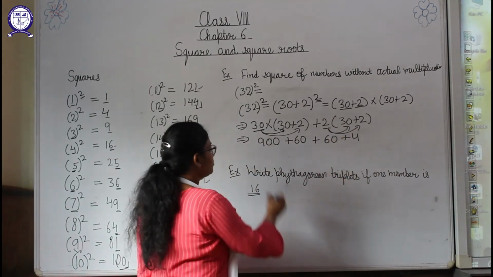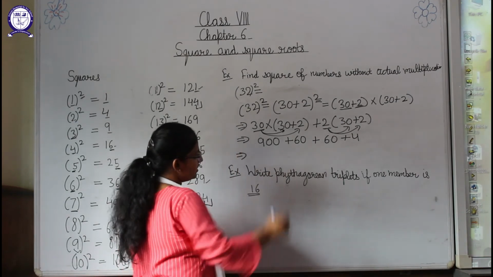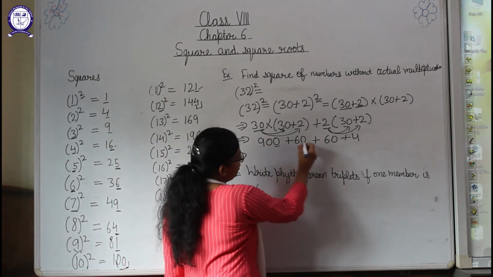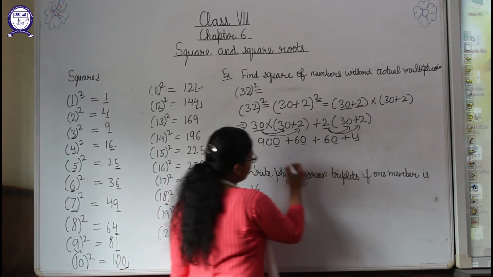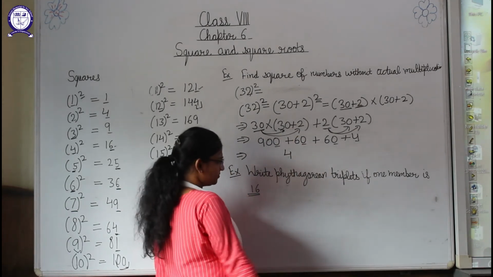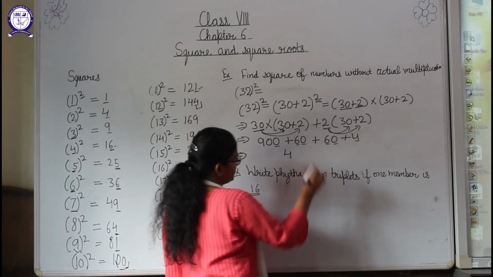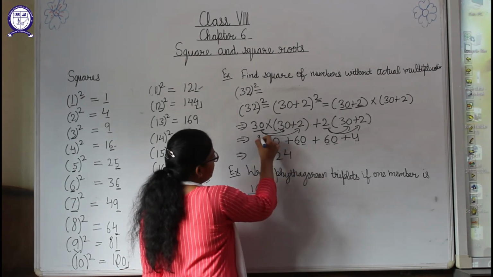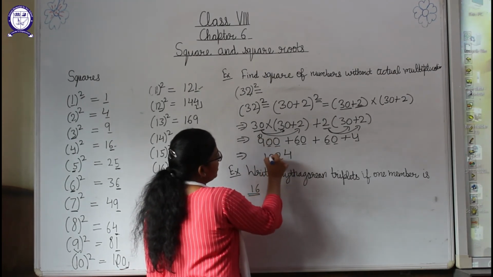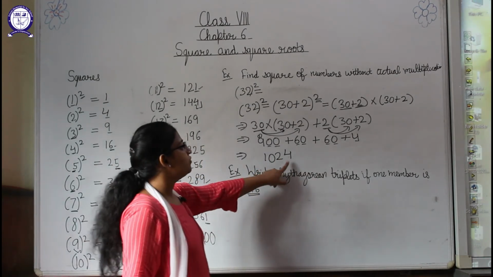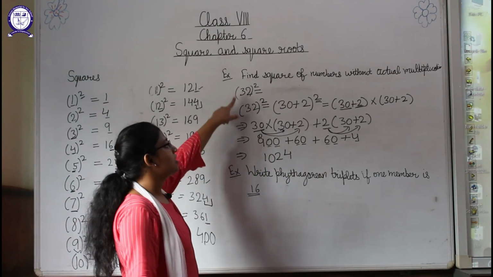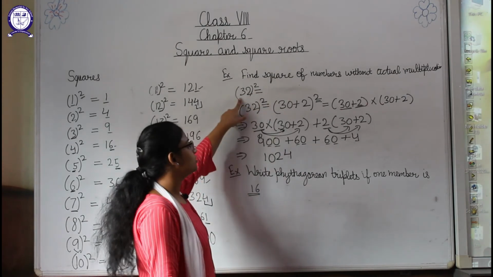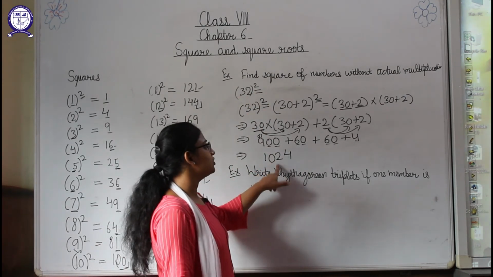Now what we will do, students? We will add all these. Okay, here unit place digit 0 0 0 and 4 is here, so here it will be 4. In the tens place 6 plus 6 is 12 and here is 0, so 6 plus 6 is 12 and 1 will be the carry. Now 9 plus 1 is 10, so 1024 will be our answer for the square of 32. Okay, so 32 square is equals to 1024.